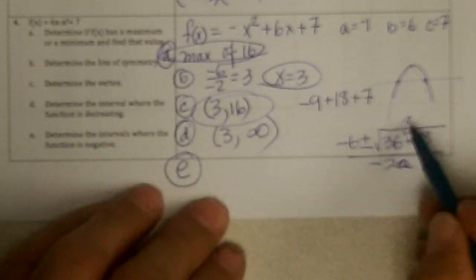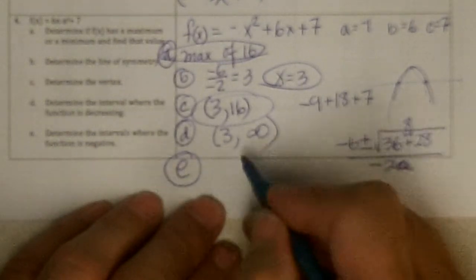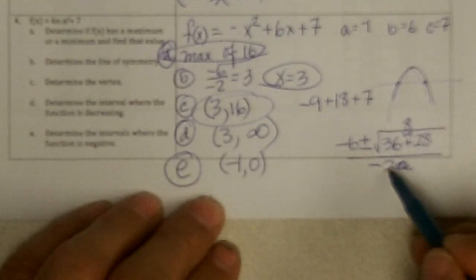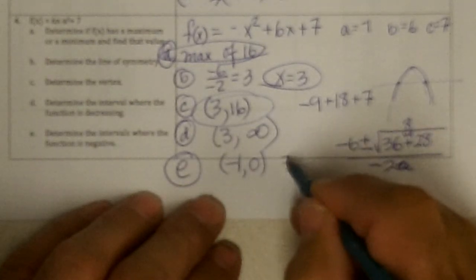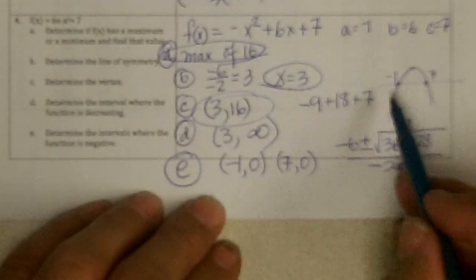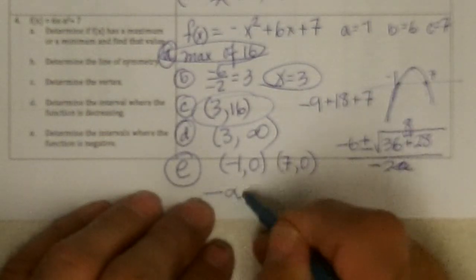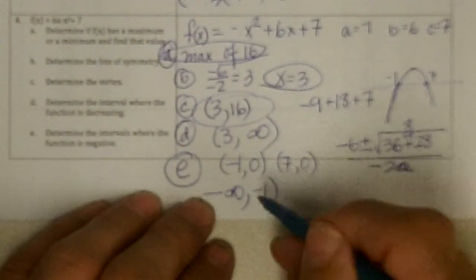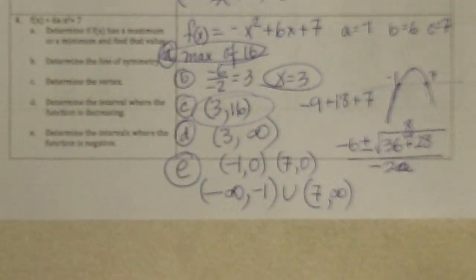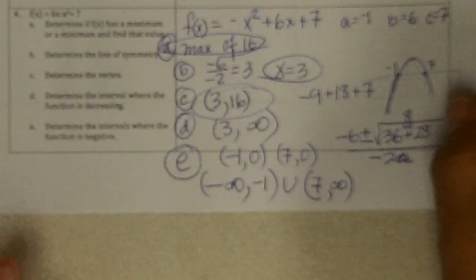And so the x-intercepts are at negative 6 plus 8, which is 2 divided by negative 2, negative 1, and negative 6 minus 8, which is negative 14 divided by negative 2, which is plus 7. So it crosses at negative 1 and plus 7. And so the function is negative, it's below the x-axis, from negative infinity up to negative 1. And it's also negative from 7 to infinity. Now if I'd asked when is it positive, I would have put from negative 1 to 7. Okay, that's page 1.